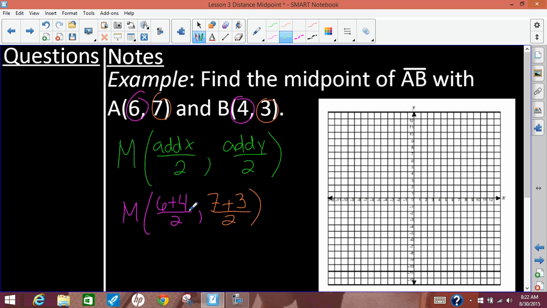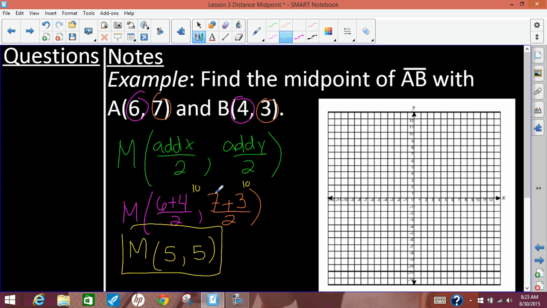And now I can simplify. 6 plus 4 is 10, and 10 divided by 2 is 5. 7 plus 3 is 10, and 10 divided by 2 is 5. So the midpoint of our segment is 5, 5.